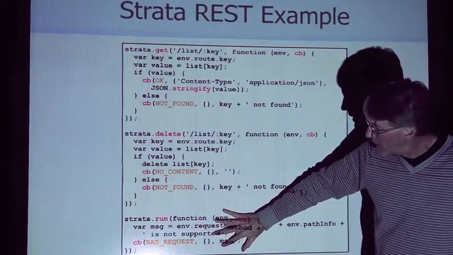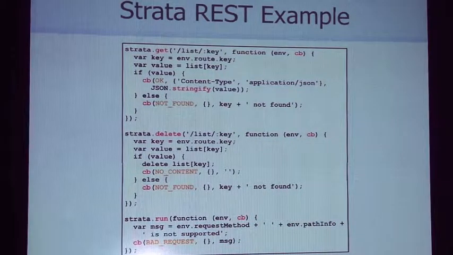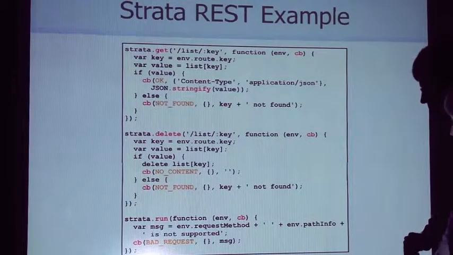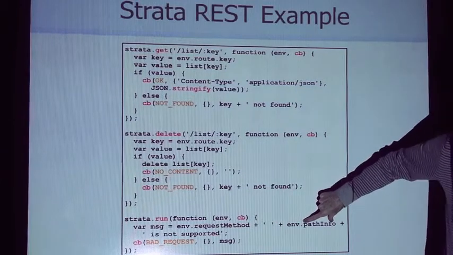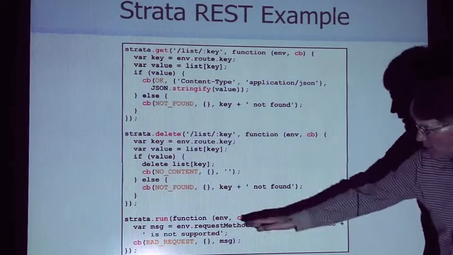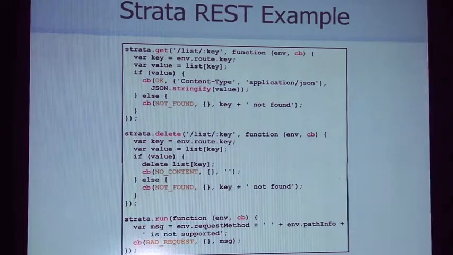And then finally, I have strata run, my catch-all, if I get a path that doesn't match any of those routes. And in that case, I'm just going to say that with that method that you're using, and with the path info that you've asked for, I don't support that. And you get a bad request back. So that's a pretty complete example of setting up various routes for handling things and doing the basic RESTful thing.